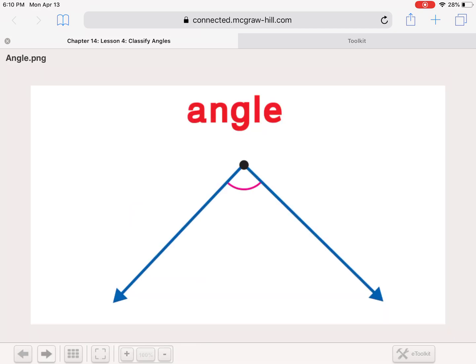Here's a picture of an angle. The definition of an angle is when we have two endpoints that come together. You can see from that black dot, those are the two endpoints that are coming together. Then if you see from the arrows, that's where they are leaving that endpoint, and that creates an angle.